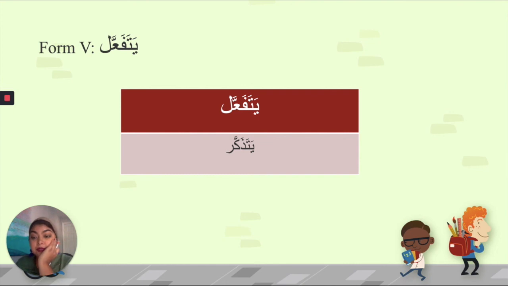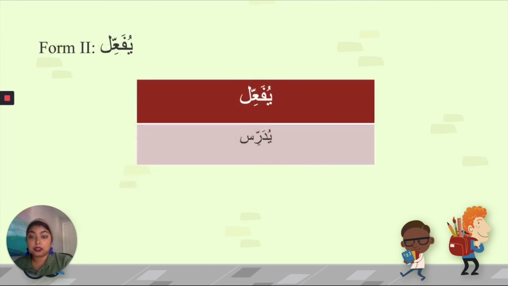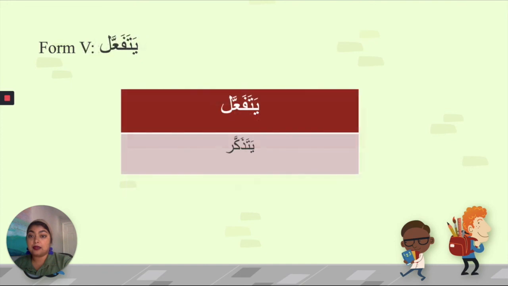Yatafa'al. So you have the ya, which is for the huwa. Then there's a ta. You're adding a ta in the middle before your first 3 root letters. Your root letters, remember, are fa, ain, lam. So we've added an additional ta, and we have a shadda. So Form 5 is actually Form 2, yufa'il, but we've added a ta. Yatafa'al. It's very similar.